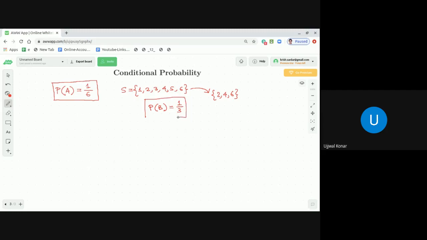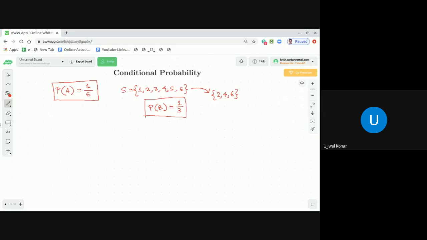In the second case, that is called conditional probability. Why? Because I imposed a condition. And what was the condition? That I got an even face. That means I got either 2 or 4 or 6. And that is what is called conditional probability.